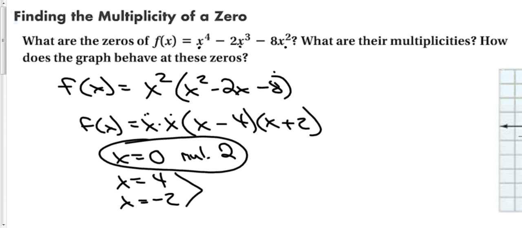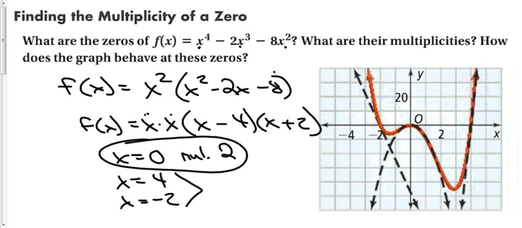The 0 at 0 happens twice because I have x squared. I have 2 x's there, so the 0 happens twice. That means the graph is going to behave like a quadratic. It's going to touch the x-axis and go back the other way.